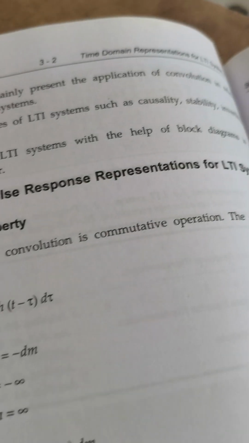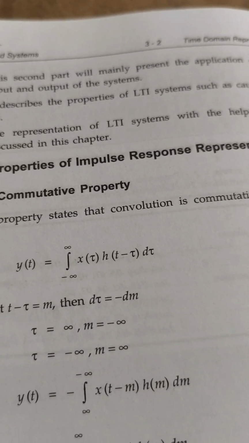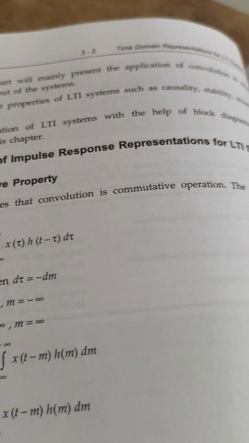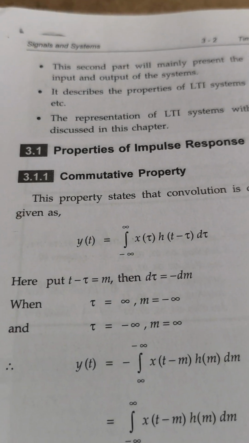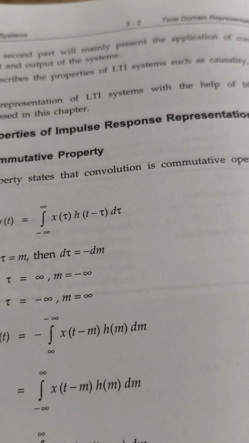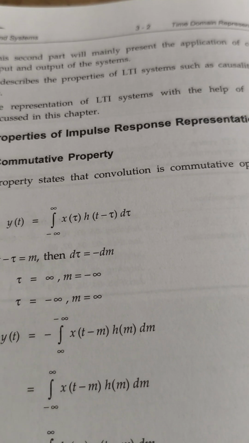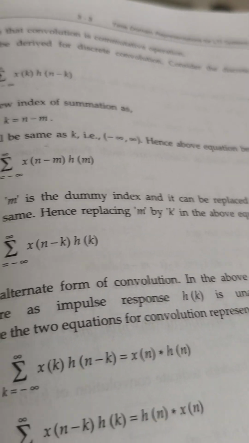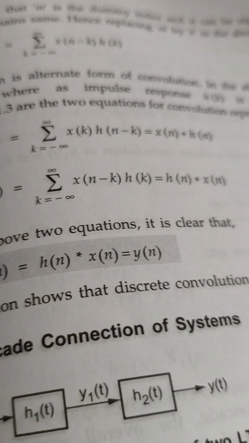This is how the properties of the impulse response representation of an LTI system work, that is, the properties of an LTI system. One of them is the commutative property. Sometimes they ask you to derive all this, to prove it. At that time you have to derive how LTI systems obey the commutative property, whether taking the convolution integral or the convolution sum.